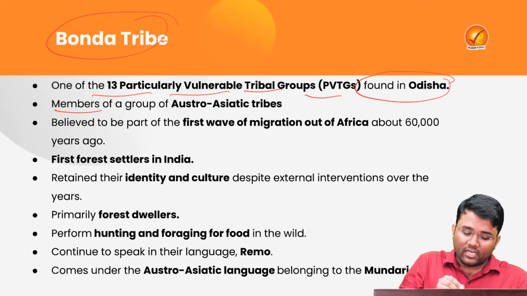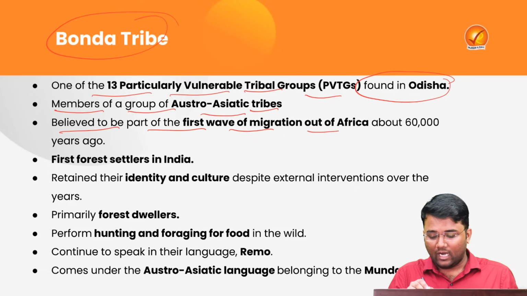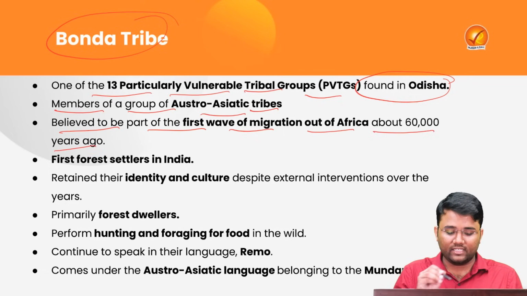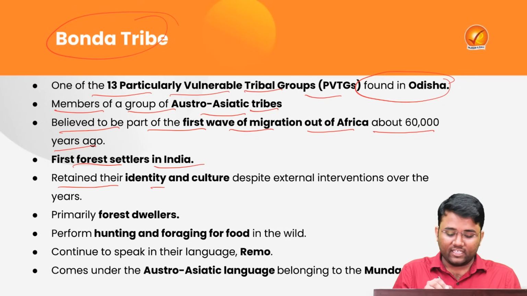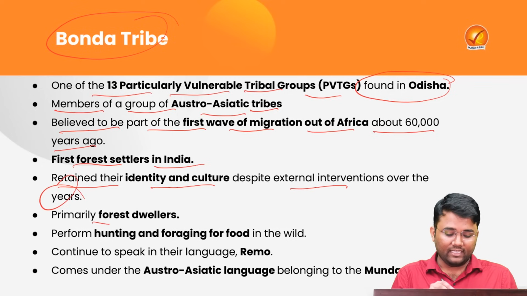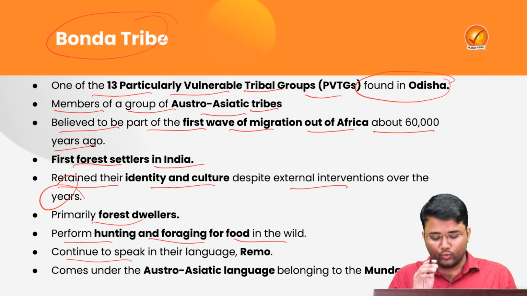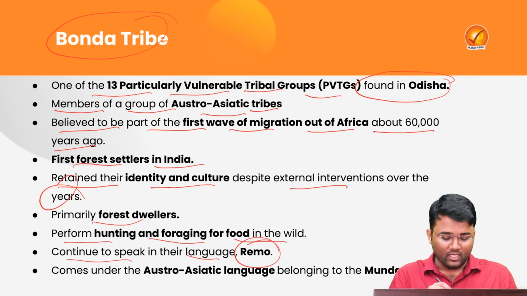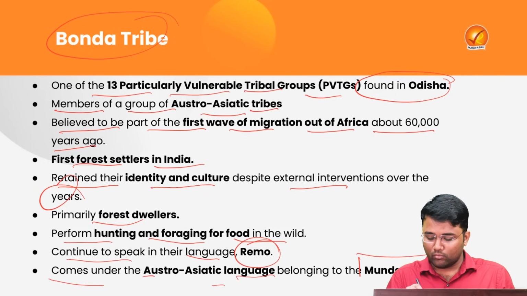The Bonda tribe are members of a group of Austroasiatic tribes. They are believed to be part of the first wave of migration out of Africa about 60,000 years ago. They are the first forest settlers in India, and they have retained their identity and culture despite external interventions over the years. They are primarily forest dwellers, performing hunting and foraging for food in the wild. They continue to speak their language, Remo, which is an Austroasiatic language belonging to the Mundari group.